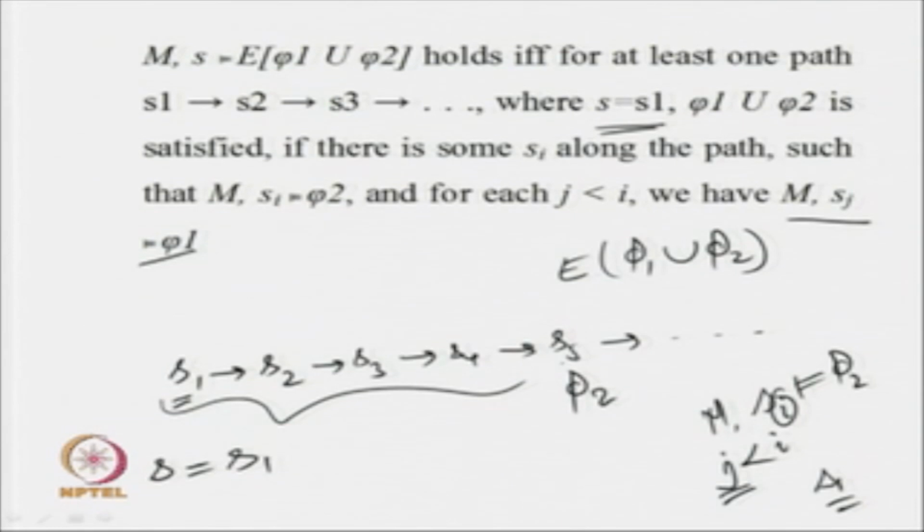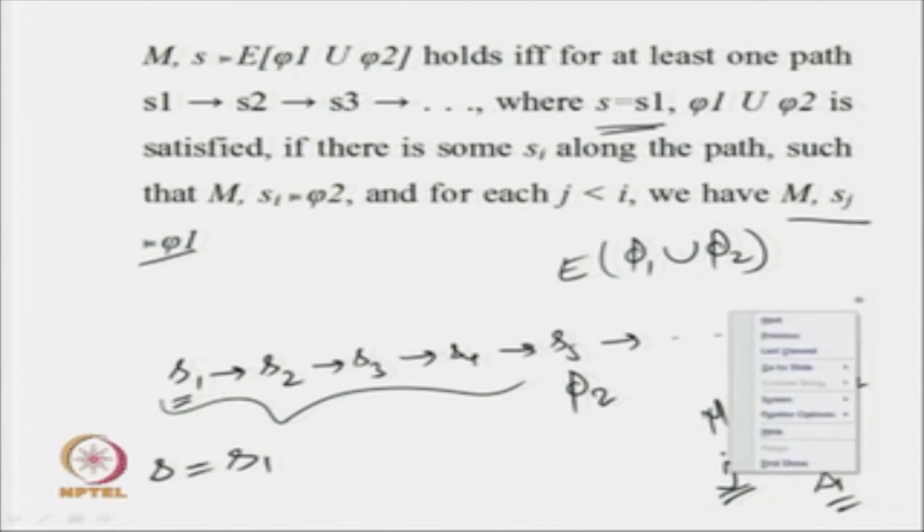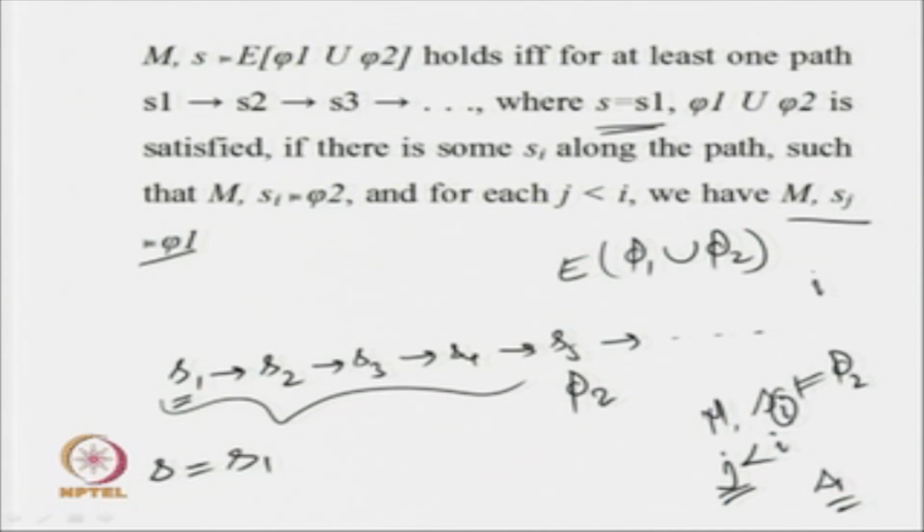When I am talking about i, we are not excluding 1 from this particular i also. So, i may be 1 also. So, in this particular case, what will happen in S1? If phi 2 holds at that particular state, then according to this particular definition of semantics, you will find that E phi 1 until phi 2 holds in this particular state S1 also.